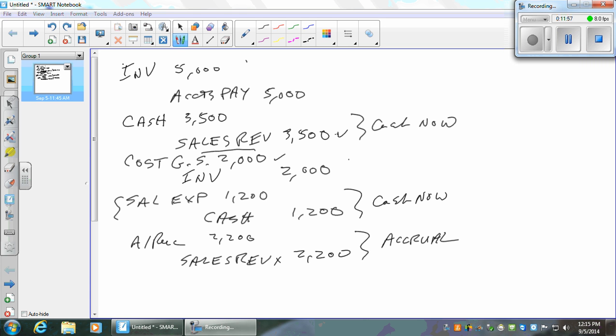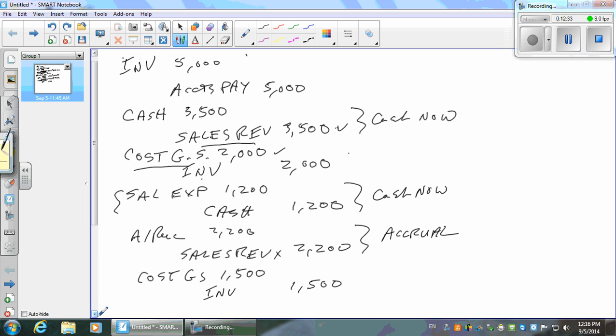Let's do the fact we gave you the inventory. What do you want to do? Cost of goods sold, just like that one. More expense, 1,500, and credit inventory, just like here. What's the gross profit on this one? 700 bucks, because 1,500 sold for 2,200. Everybody good?